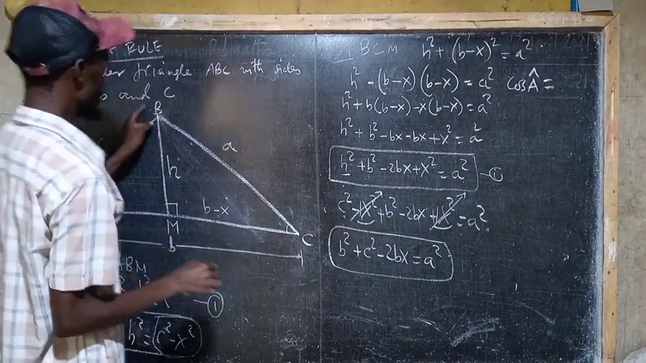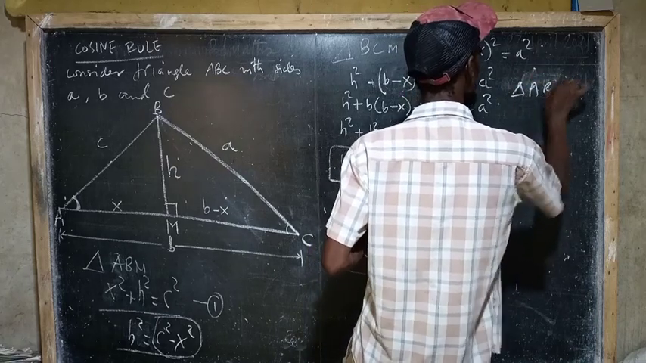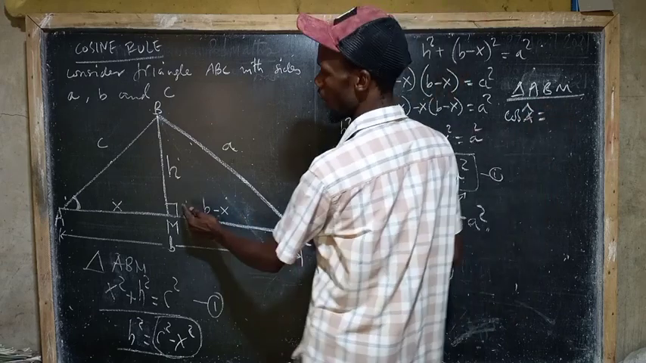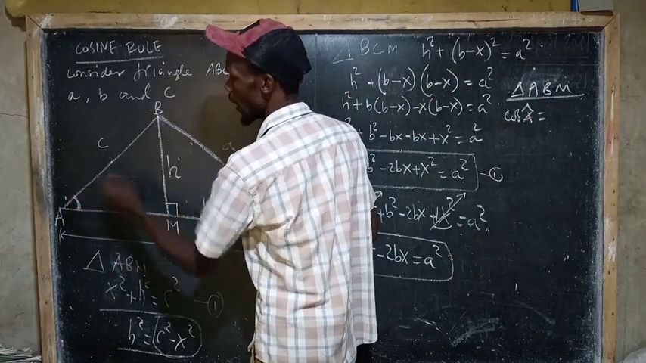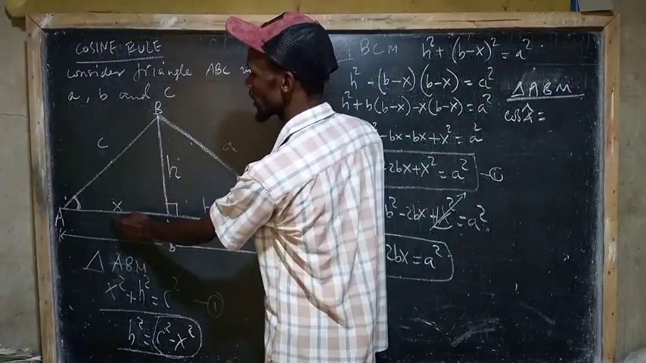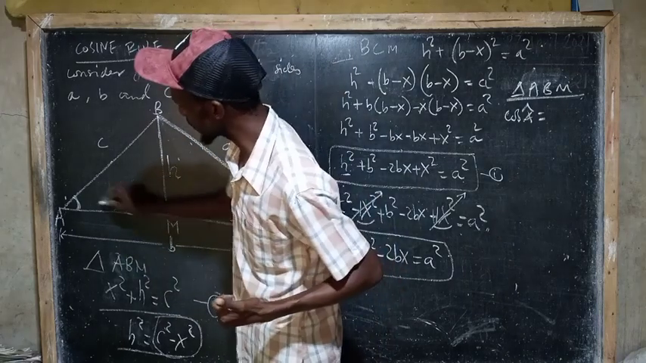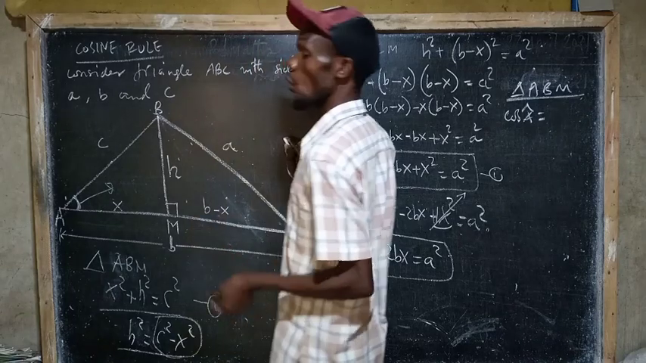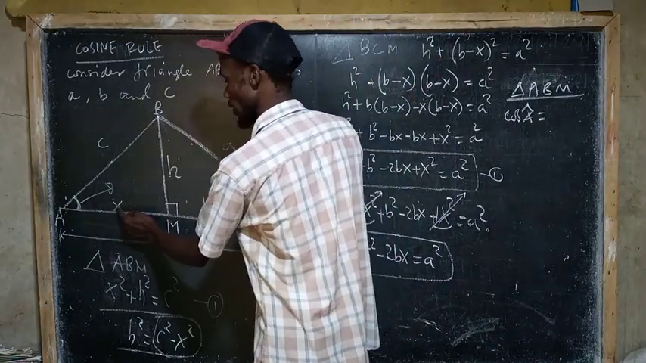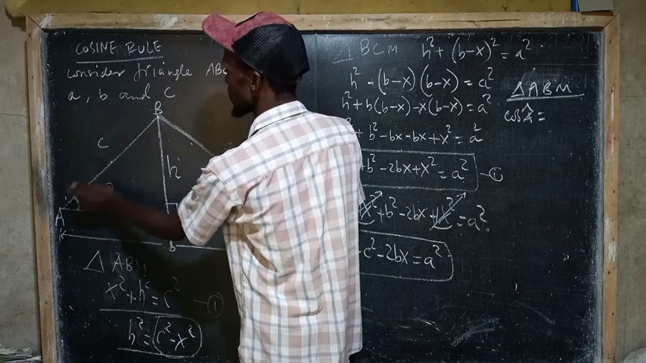This is triangle ABM. Considering triangle ABM, the cosine of angle A is equal to adjacent over hypotenuse. The adjacent is x, and the hypotenuse is c.